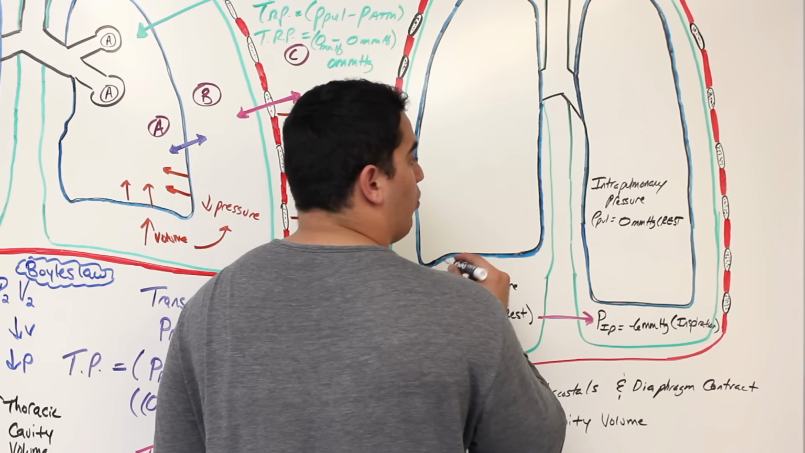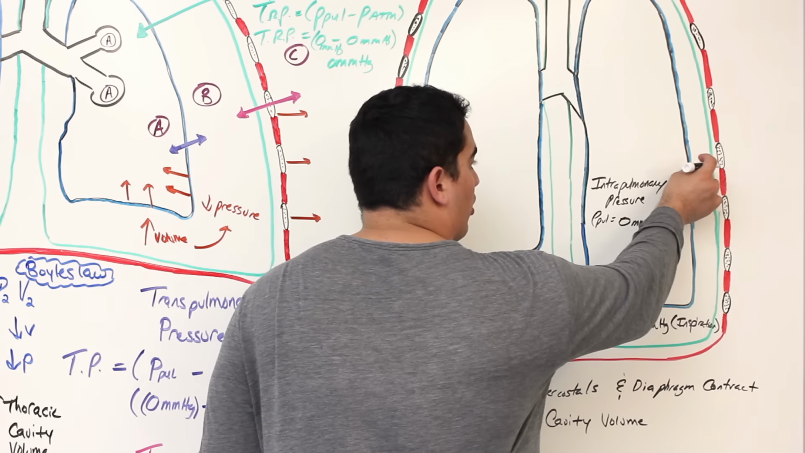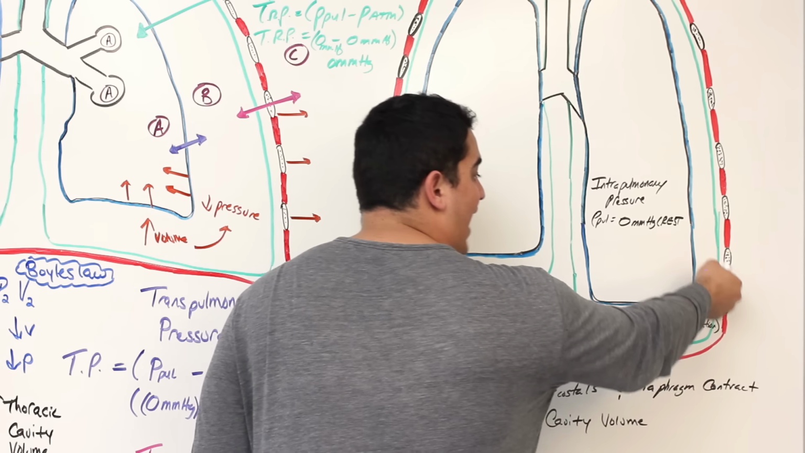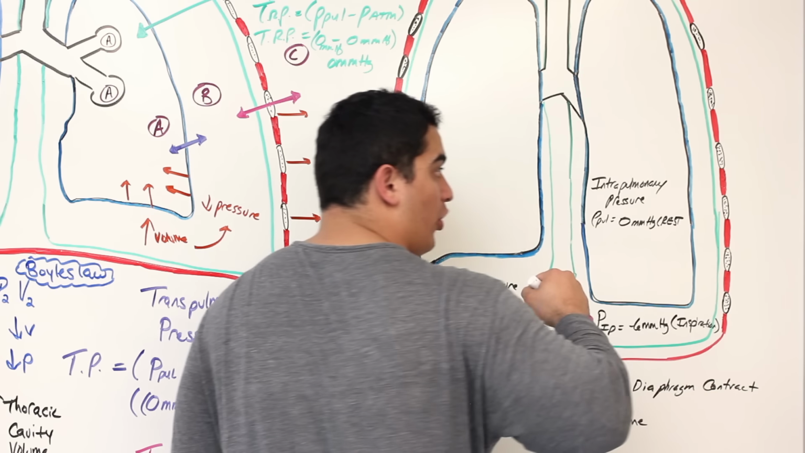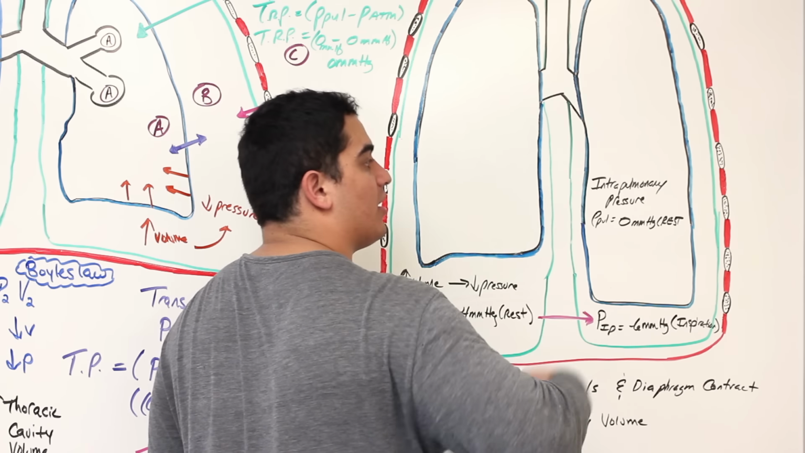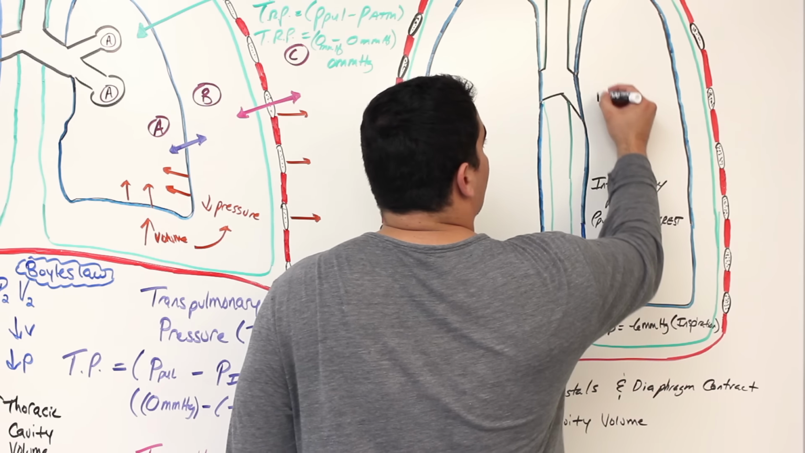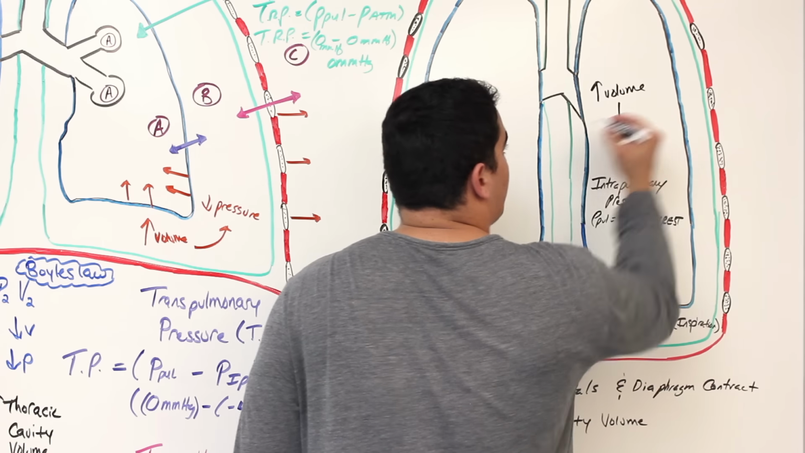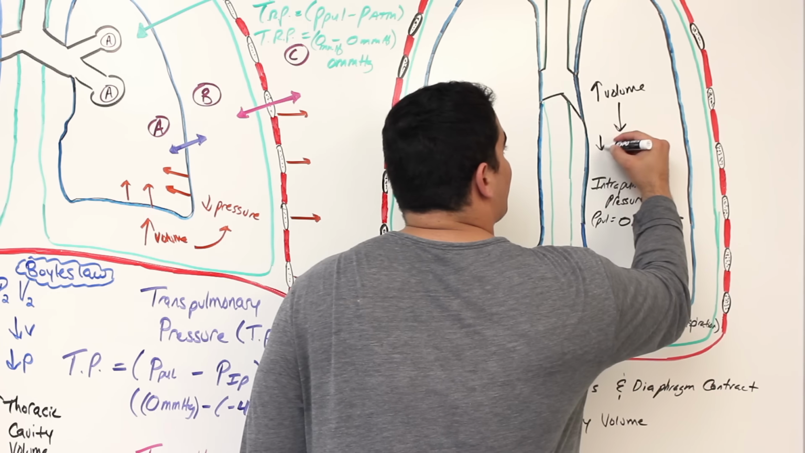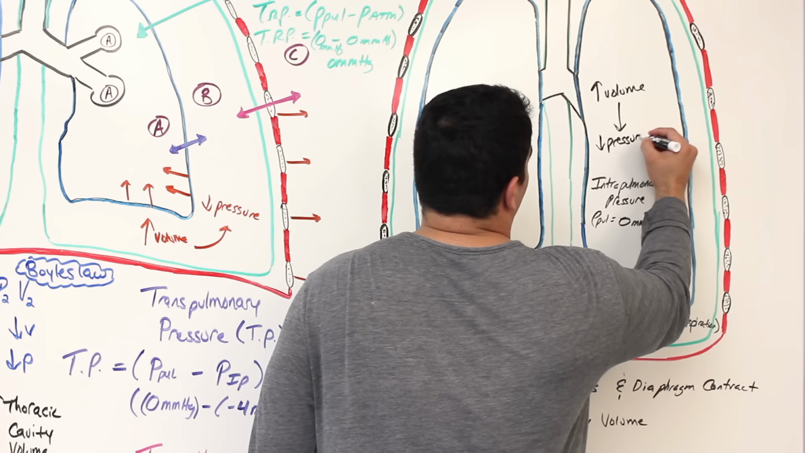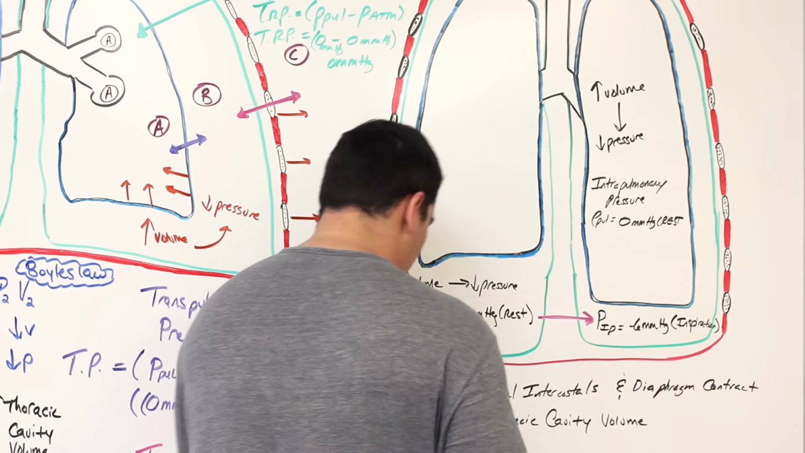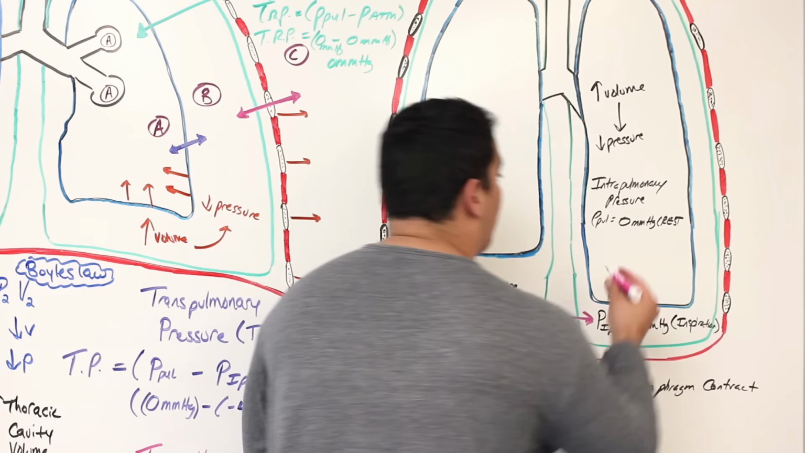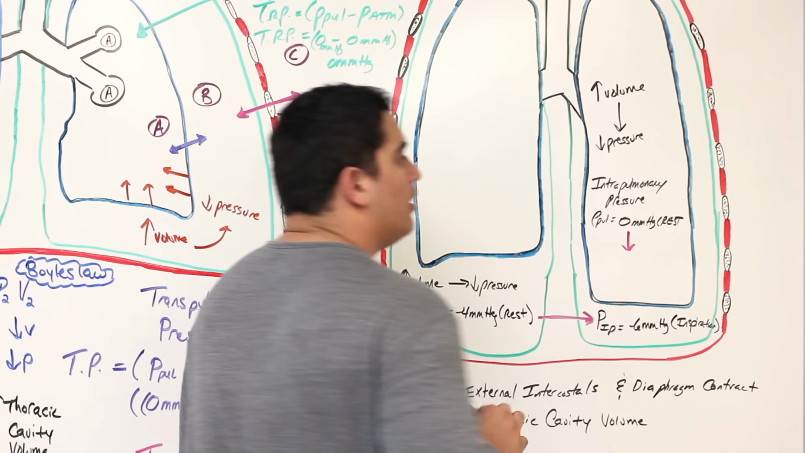But then what happened? The visceral pleura was getting pulled with the parietal pleura as the thoracic cavity volume was increasing due to the external intercostals and the diaphragm. So as the volume of all these alveoli starts increasing, what happens to their pressure? The pressure starts decreasing. So what should it go to? It should drop down to approximately -1.